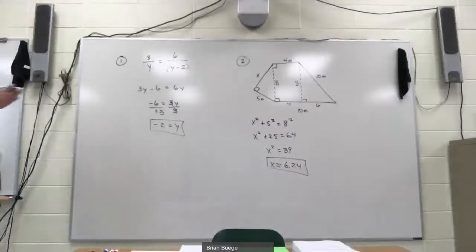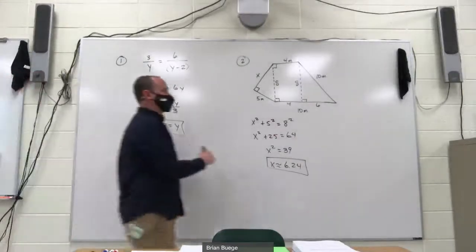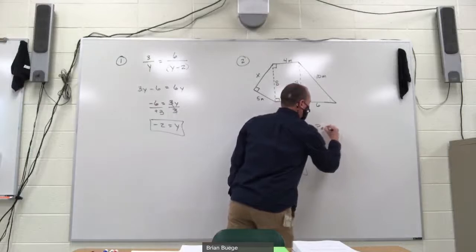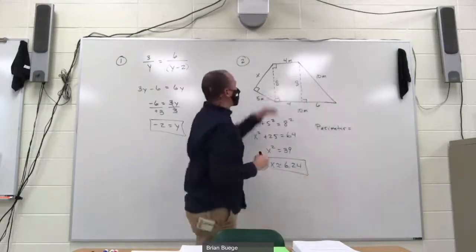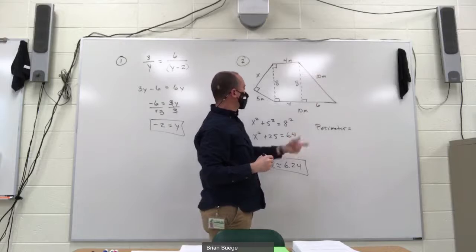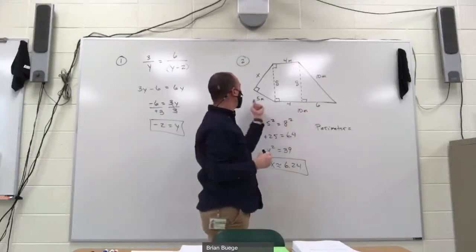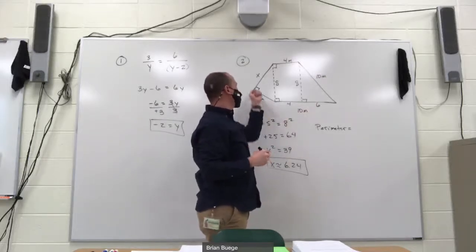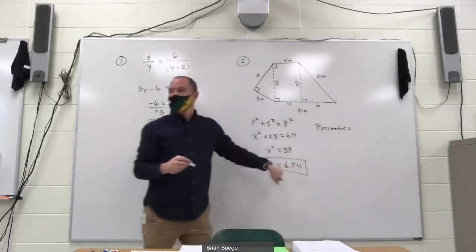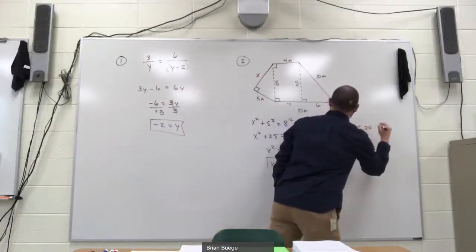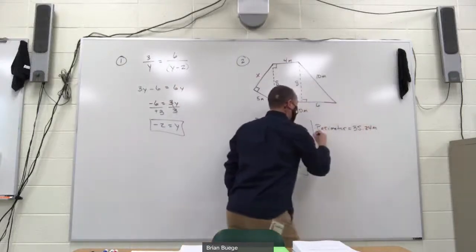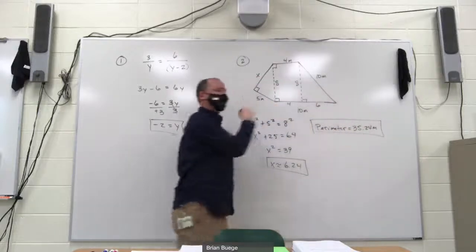And now I have all the information I need in order to find the actual perimeter. Now I just have to put it all together. The perimeter of this shape: we've got 4, 10 more puts you at 14, 10 more here puts you at 24, 5 more puts you at 29, plus the side we just found, which means we're at 35.24 meters. And there is the perimeter for this shape.